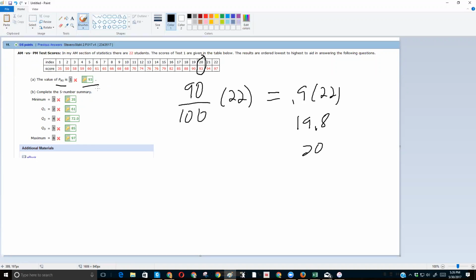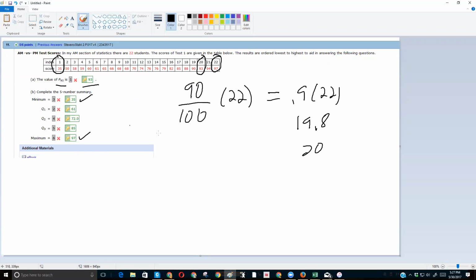Okay, so now, how do we do the 5-number summary? Well, the 5-number summary consists of the minimum number. And if we look at our set of numbers, the minimum number is 35. If we look at our maximum number, the biggest number is 97. So that's how they got that number and that number. And those always hold true.